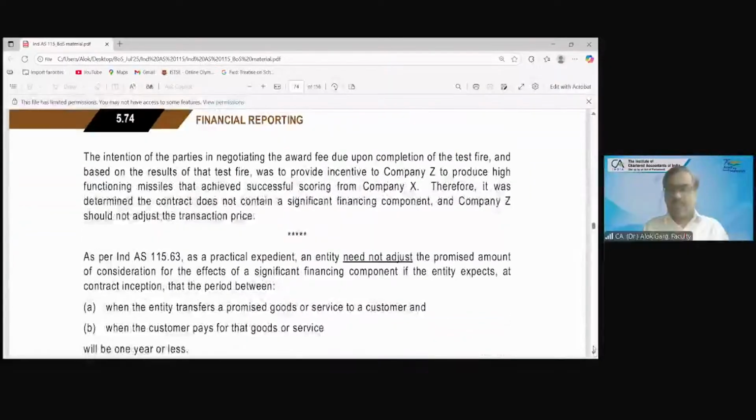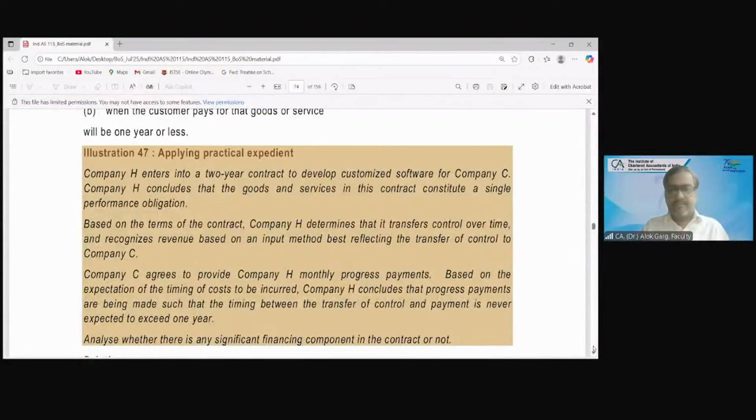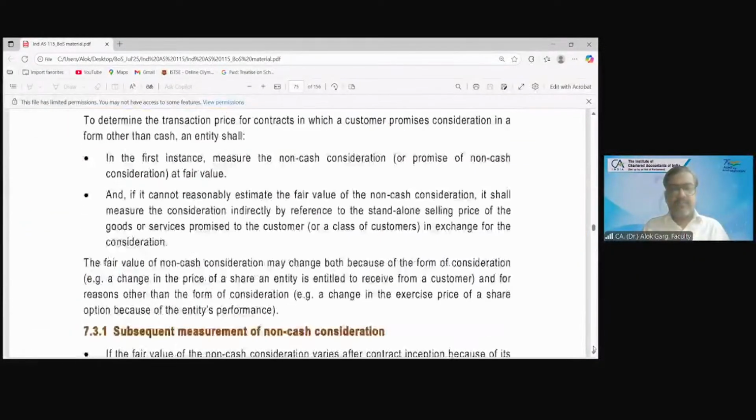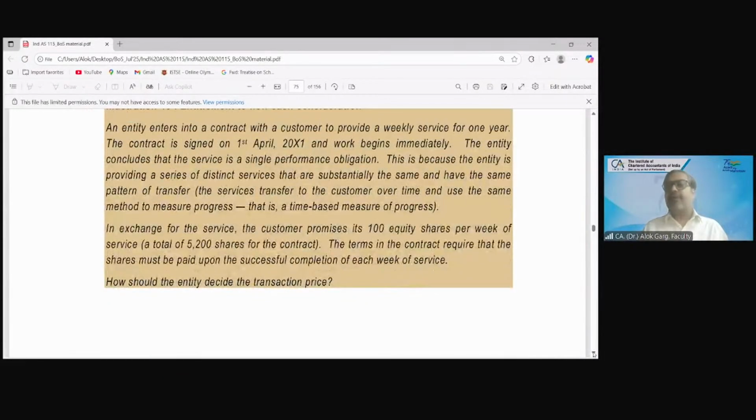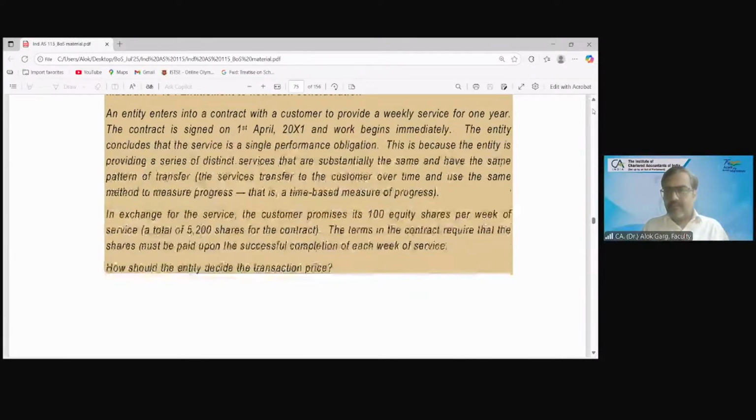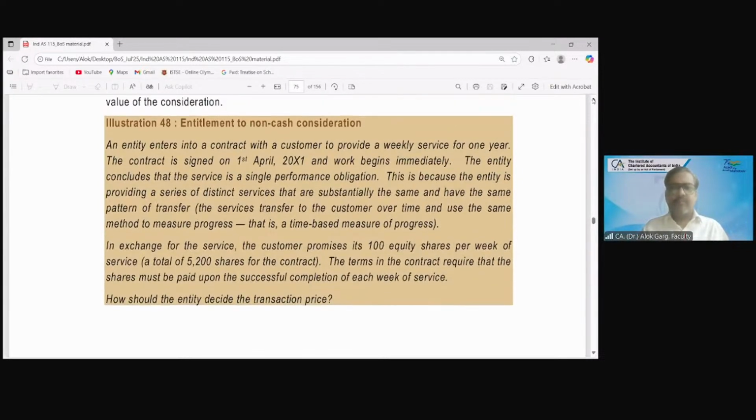Now, non-cash consideration. Illustration number 48. An entity enters into a contract with a customer. I hope this illustration number 48 is visible to everyone. Yes, sir, visible.